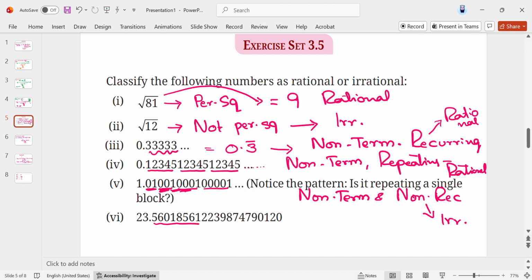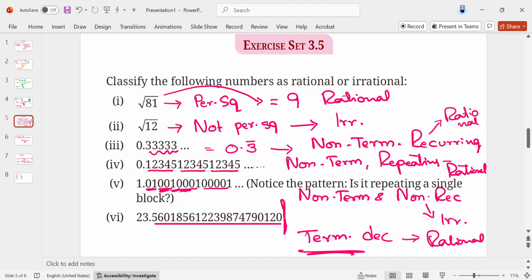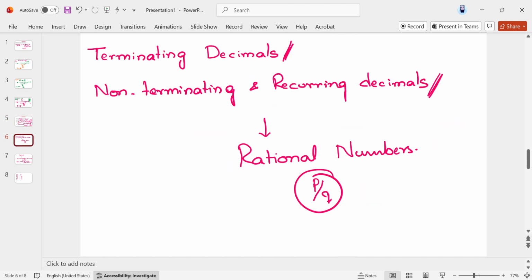Here in the last one, 23.56018612239874790120. What is this? It is a decimal, but you don't have continuation over here. Therefore it is a terminating decimal. If it is a terminating decimal, what is it called? It is called a rational number.